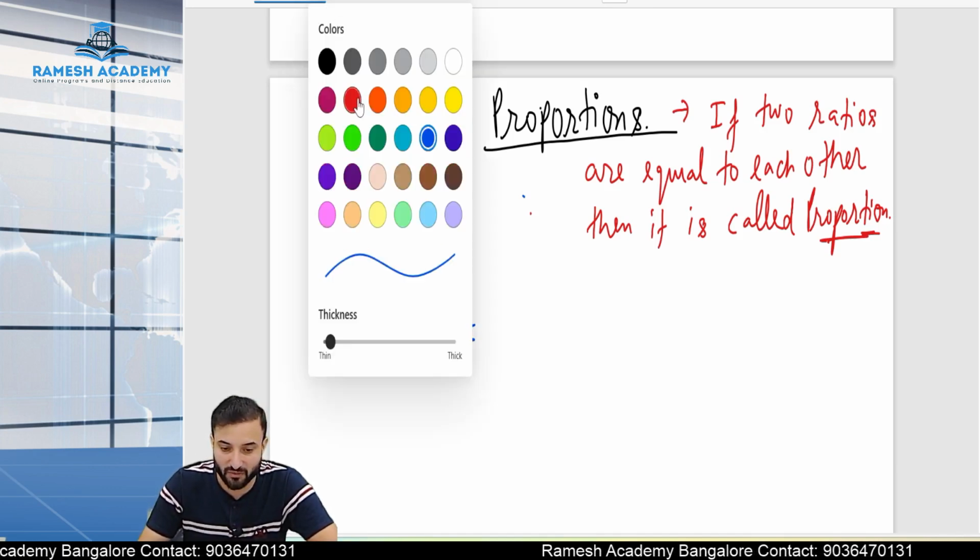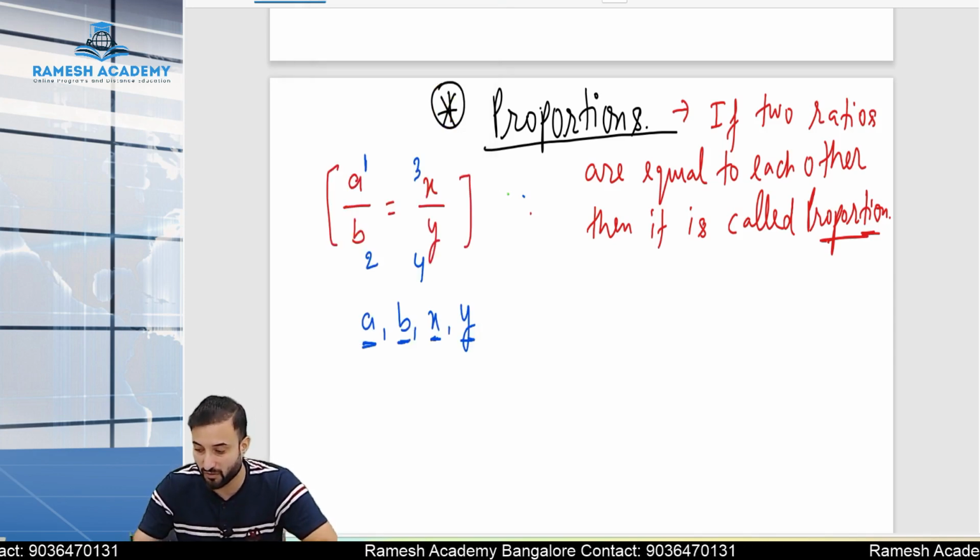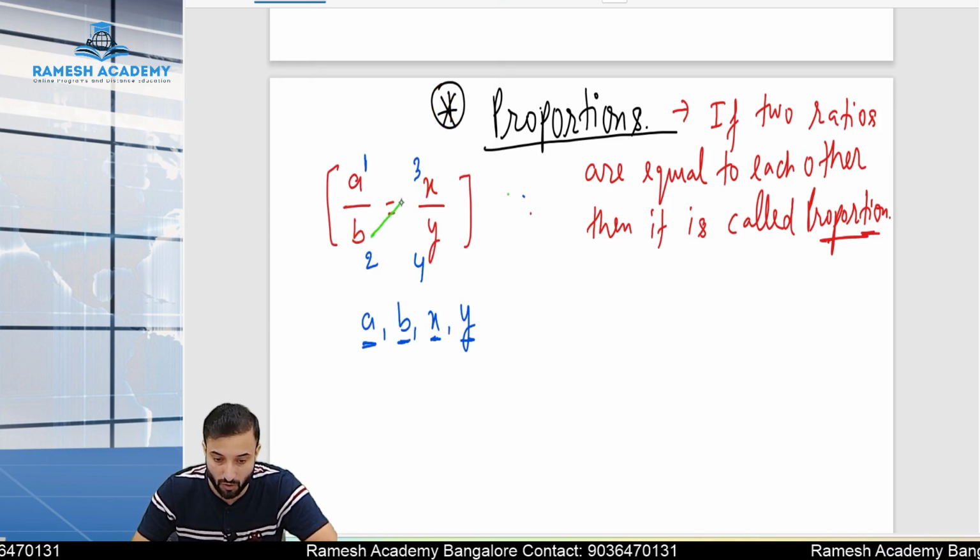So remember, whenever you get a proportion like this, what you have to do is cross multiplication.